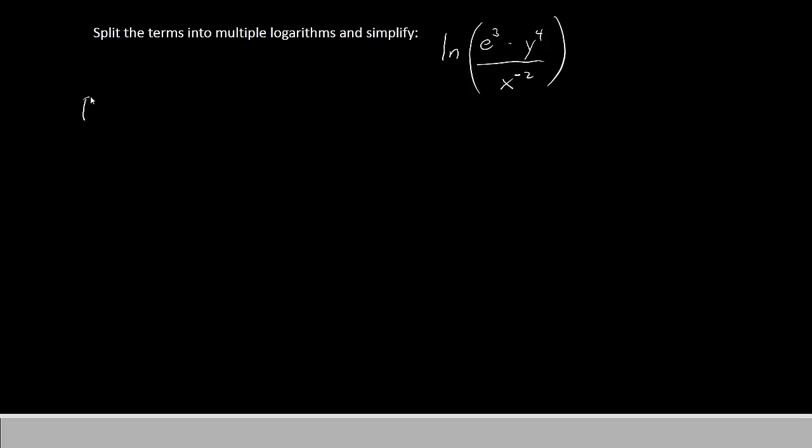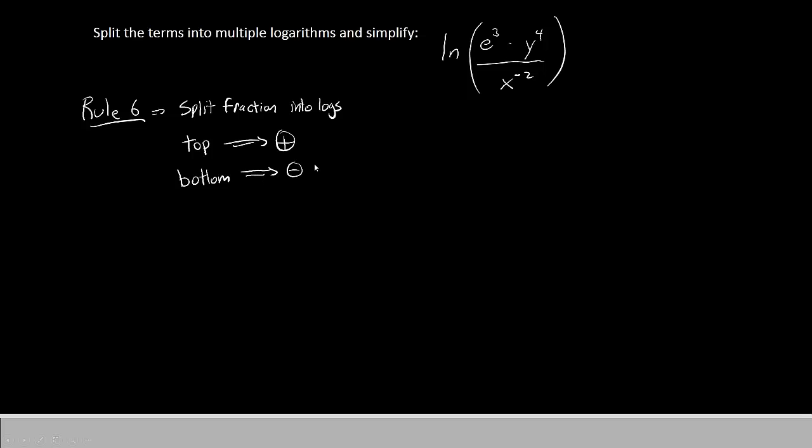That leads us into Rule 6. The same logs that we merged previously can be resplit into multiple logs. So this fraction can be split into 3 logs. Any terms that are on the top will come out as positive terms. Any terms that are on the bottom will come out as negative terms. So let's go to our first term, e to the 3rd. It's going to be positive because it is on the top here.